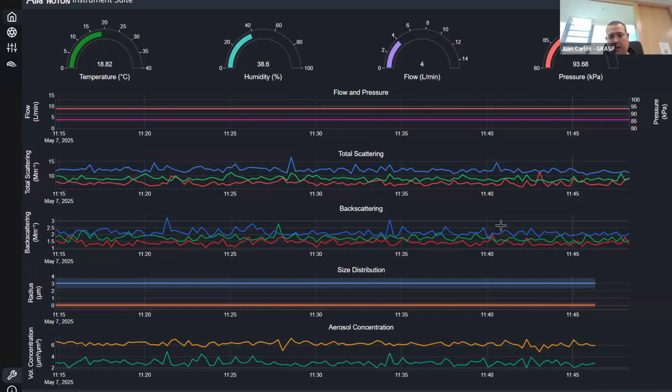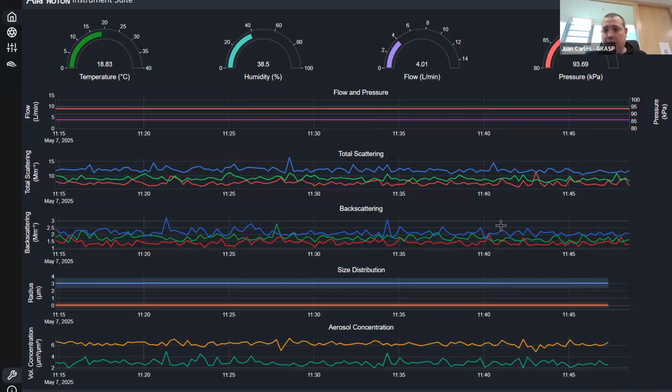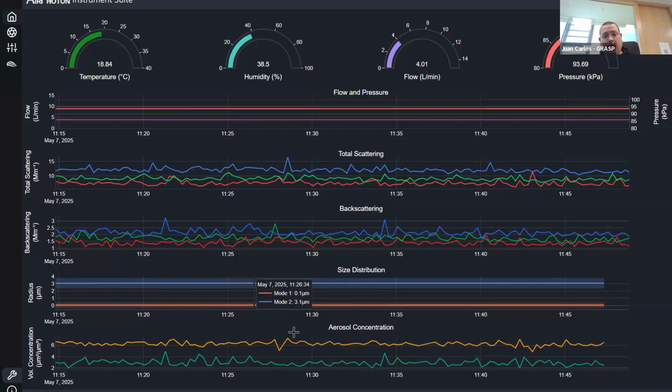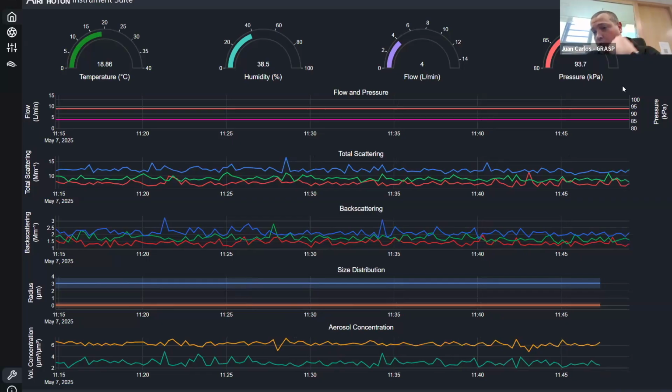This part will be generic, and the user can select the type of plot that he can show in the dashboard in close to real time. And in these two plots, we have the radius in the two modes, and the volumetric concentration. All these results are with GRASP, close to real time, with a 1 minute delay.